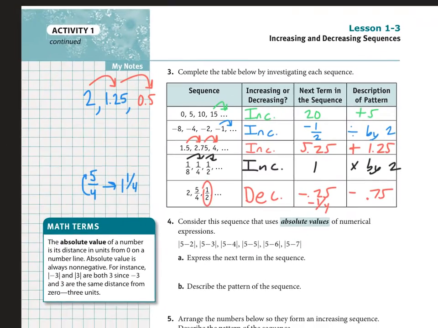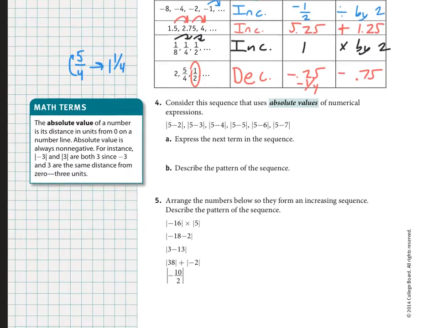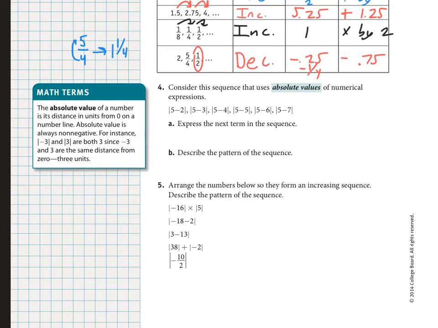All right, so that's just a couple examples of some patterns and sequences. Now, one other concept in this section is this idea of absolute value. And you'll see in the math terms there on the left, the absolute value of a number is its distance in units from 0 on a number line. Okay, and absolute value is always non-negative. The reason for that is that distance itself cannot be negative, right? You might be 10 feet from the door, but you would never say you're negative 10 feet from the door. It depends on which side you're on, right?